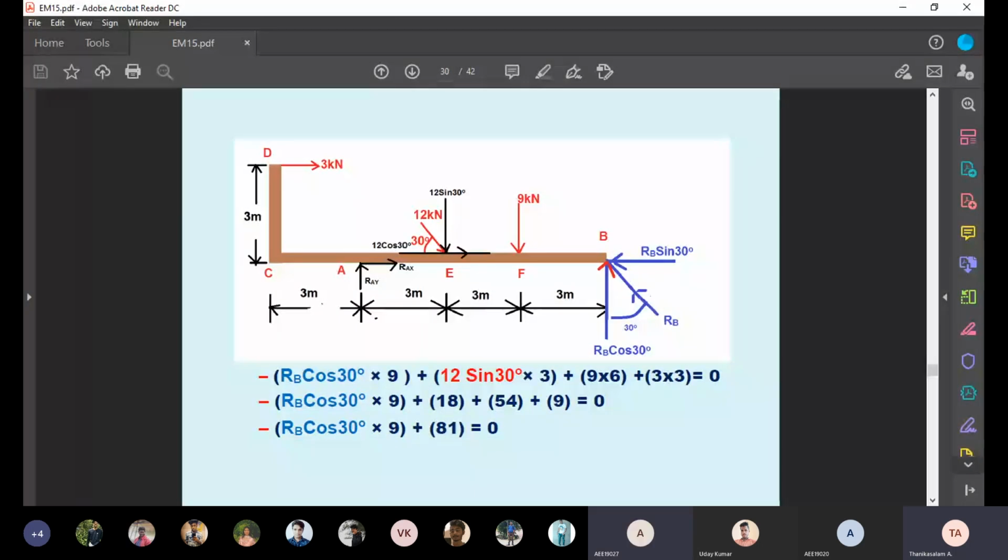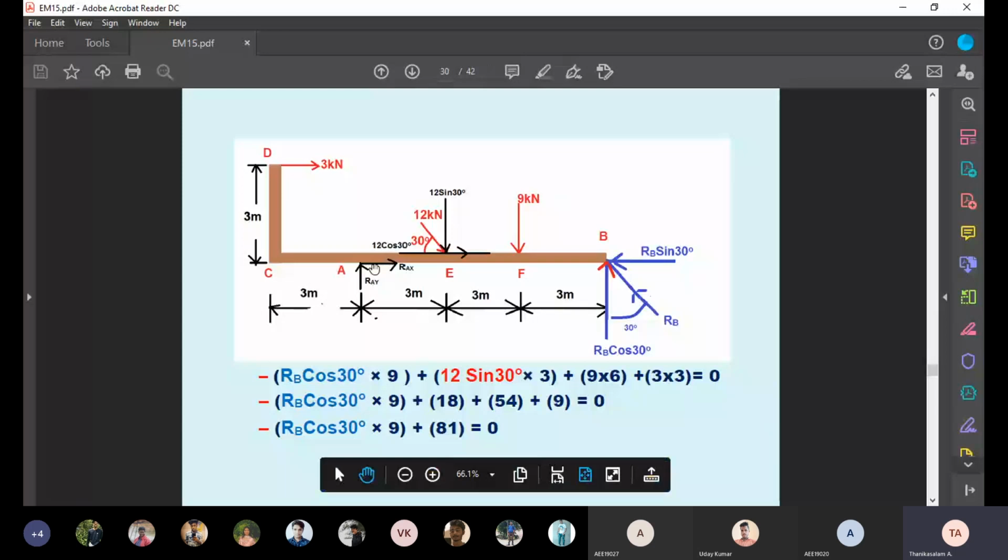Understand, sir. Why are you not considering them? We'll take a moment. RAY, RAX, RB sin 30, 12 cos 30.